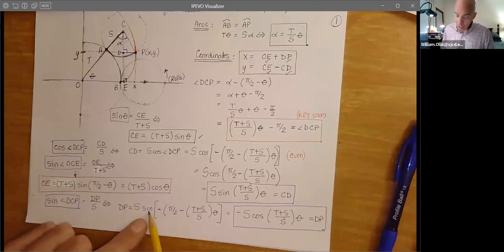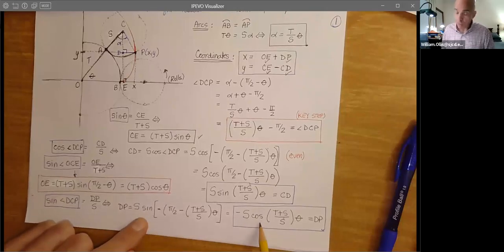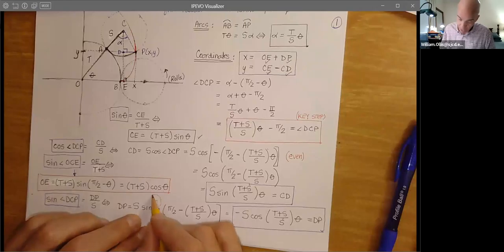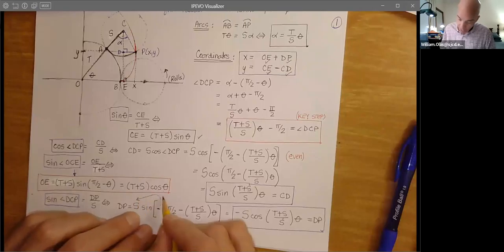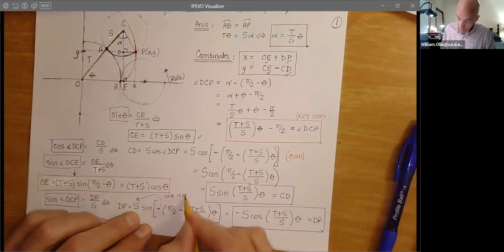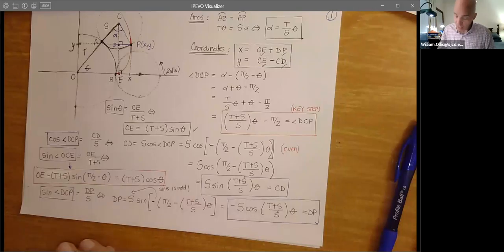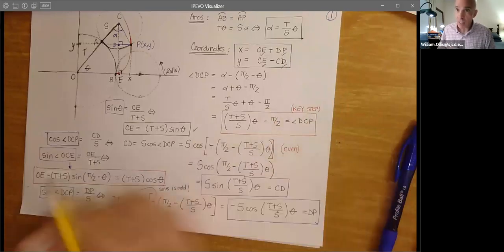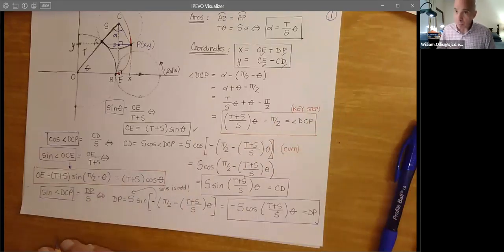Notice here, when we do this, we do the same factorization. We flip it around so the pi over 2 is first. But notice, ladies and gentlemen, the sine function is odd. So the negative factors, and then this becomes the cosine using the cofunction. So again, this factors because sine is odd.